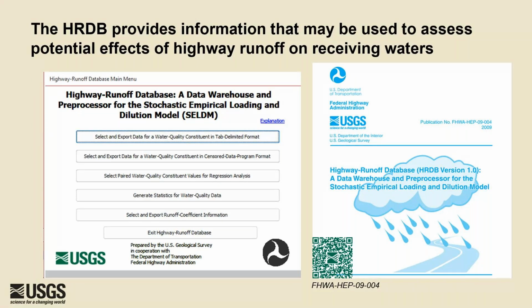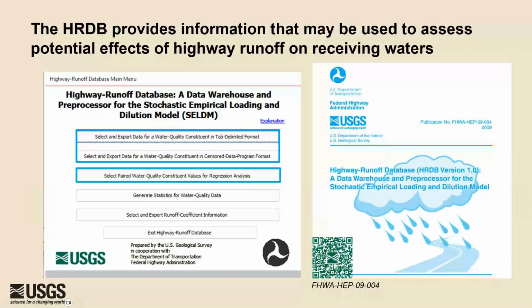The original report is shown here on the right, and a screen capture of the Highway-Runoff Database menu is shown on the left. We'll step through some of these in more detail, but overall, the Highway-Runoff Database has 5 options for retrieving data. So the first 2, you can select data for direct export. You can also select pairs of water quality measurements. You can generate statistics, which is the big one for using data subsequently in SELDM. And finally, you can get runoff coefficient information.